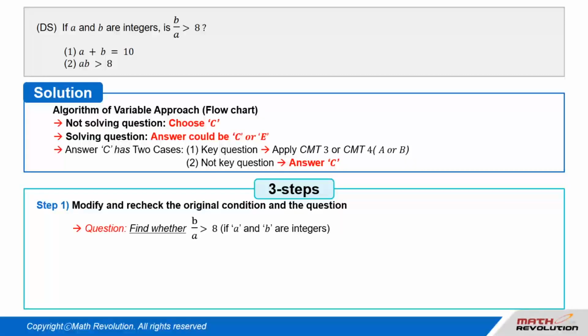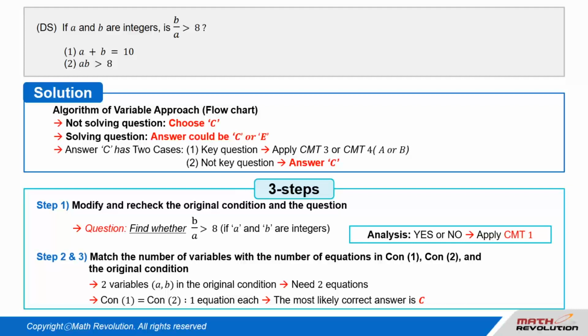Follow the first step of the variable approach by modifying and rechecking the original condition and the question. We have to find out whether B over A is greater than 8, if A and B are integers. Let's modify the original condition and apply CMT 1, which says that we should get a unique answer as yes or no for the condition to be sufficient.